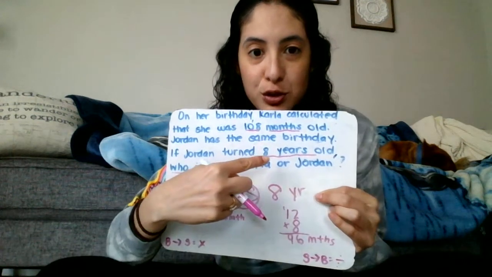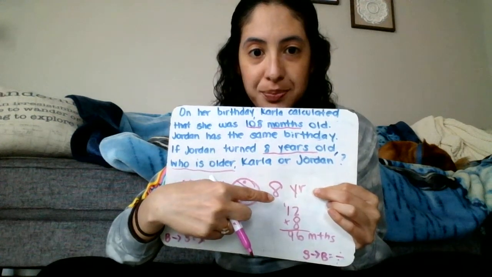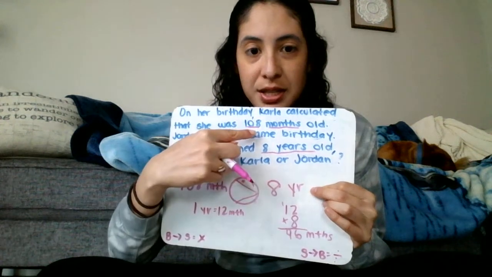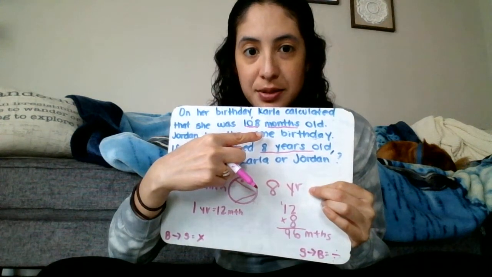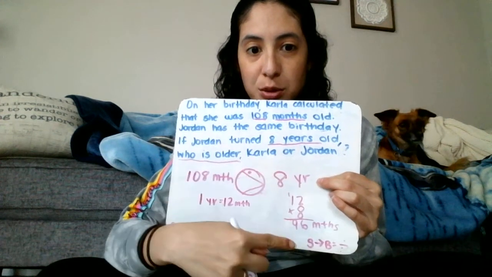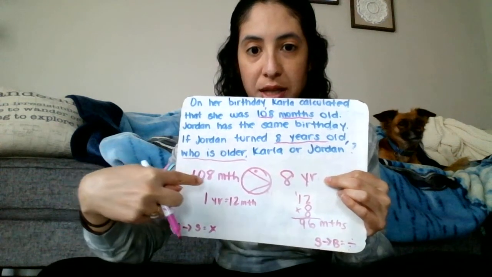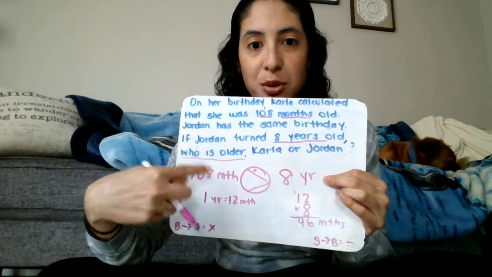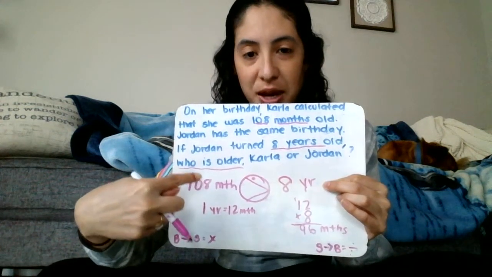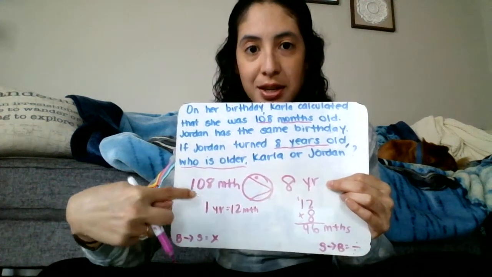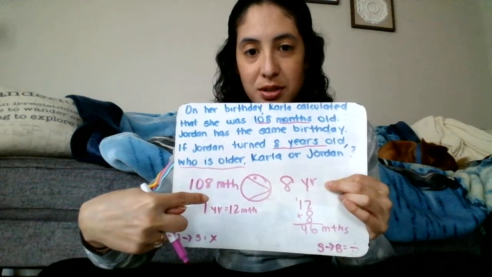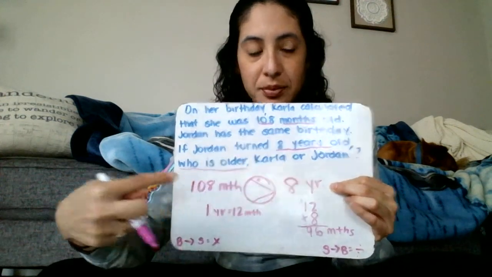So remember, Jordan is 8 years old, and then Carla is 108 months. So we know that Jordan turned into 96 months, and Carla remained 108 months. So in order to completely answer this problem, you have to say Carla is older. Okay? So that's it. So reminder, make sure you go and copy that conversion chart because you're going to need it for your work later.